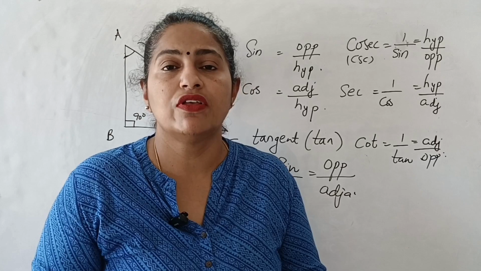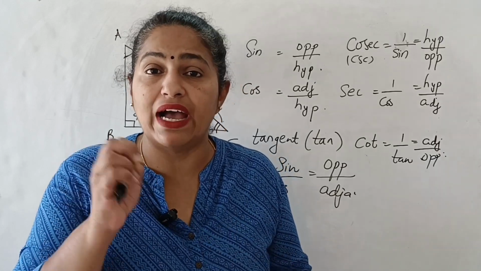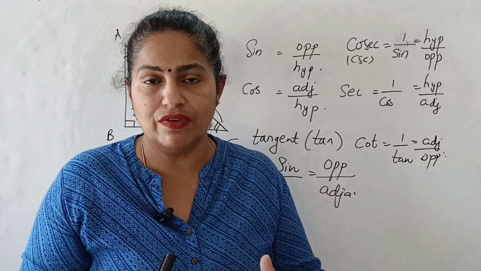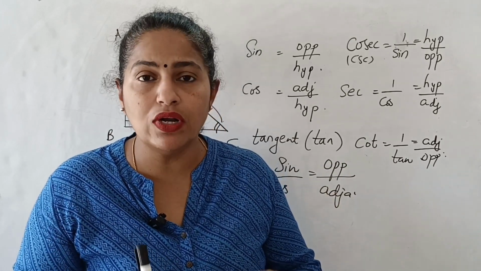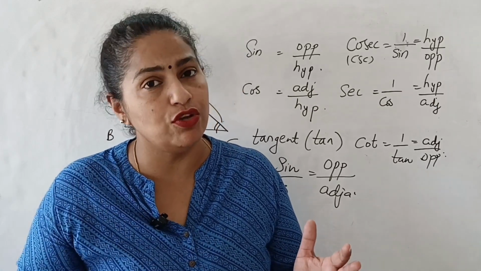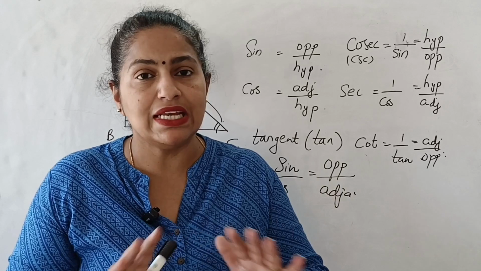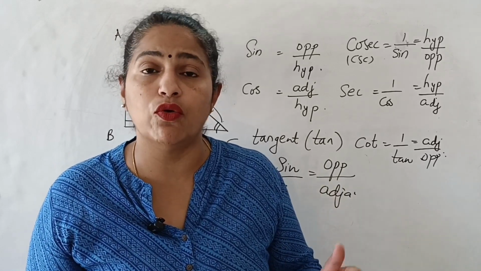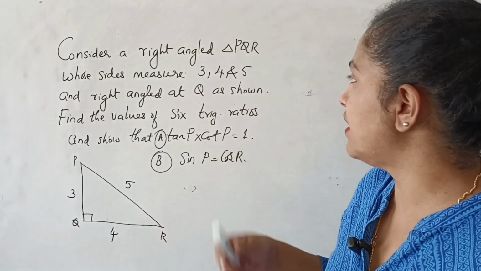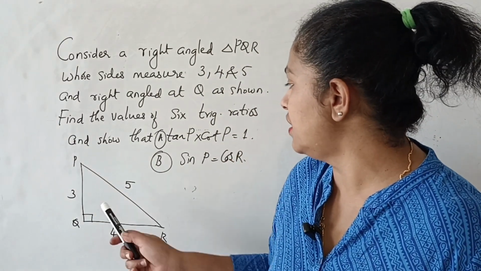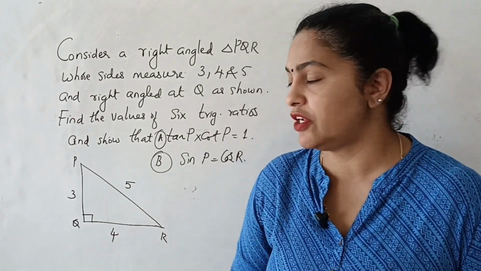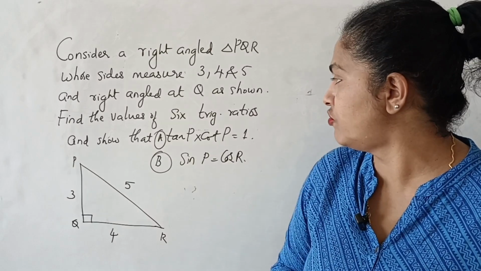Now, let us use some numerical values over here, give value to the sides and apply these trigonometric ratios and see what we are getting, so that learning only theory will not help you understand the concept. You also need to apply it to the numerical part of it, so that you get a very clear understanding of what you are studying and how to apply. Consider a right angle triangle PQR whose sides measure 3, 4 and 5 as shown in the figure. It is right angled at Q. We have to find the values of the 6 trigonometric ratios and also prove these two statements.